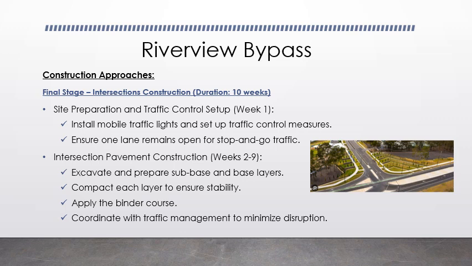Final stage is the intersection construction. So we have two intersections here, and for these two intersection constructions we allocate 10 weeks. The first step here, the site preparation and the traffic control setup, will happen in week 1, and after that the intersection pavement construction, where we allocate week 2 to week 9. Here we'll do all the drainage work as well.